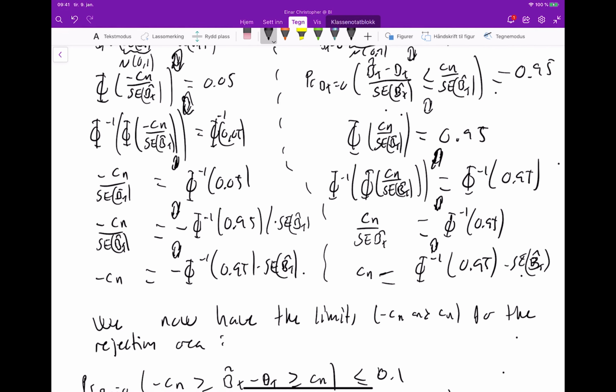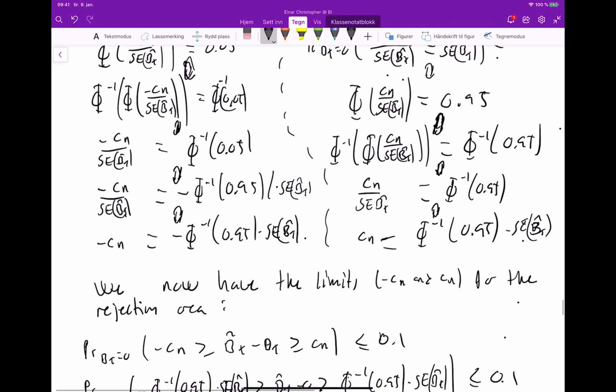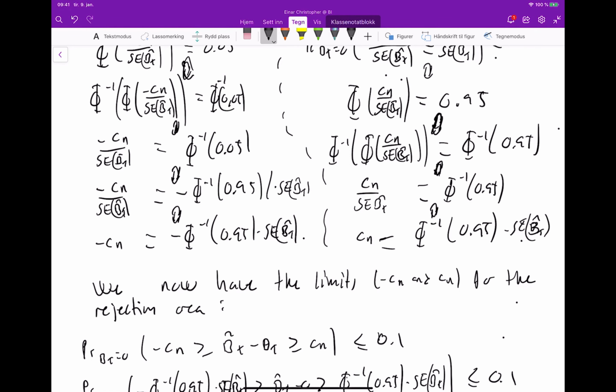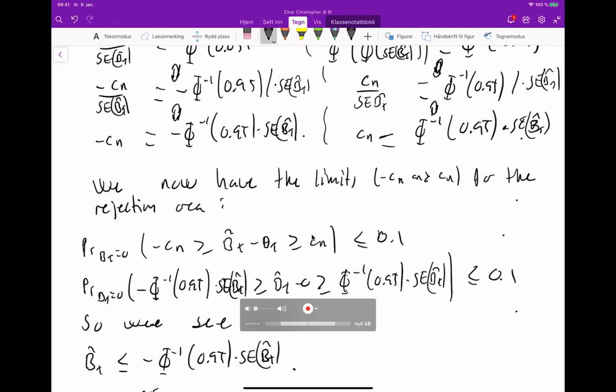And then to get rid of this CDF, I just take the inverse on both sides. So then I just get the number Cn divided on the standard error of beta 1 hat, which is equal phi inverse of 0.95, and then I just times with the standard error on both sides to get that Cn must be phi inverse of 0.95 times the standard error of beta 1 hat. So we now have the limits minus Cn and Cn for the rejection area.